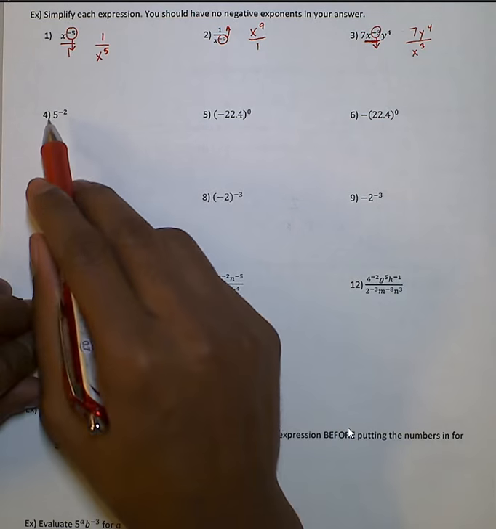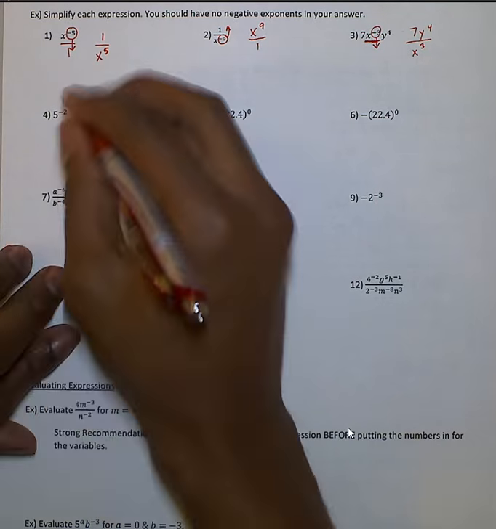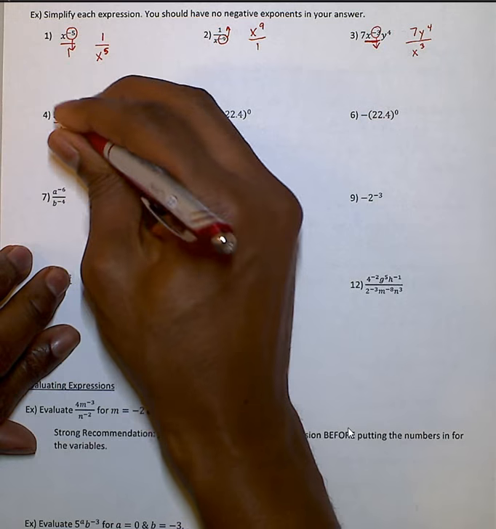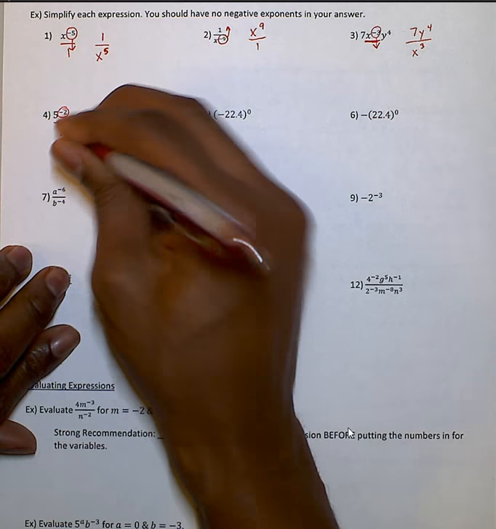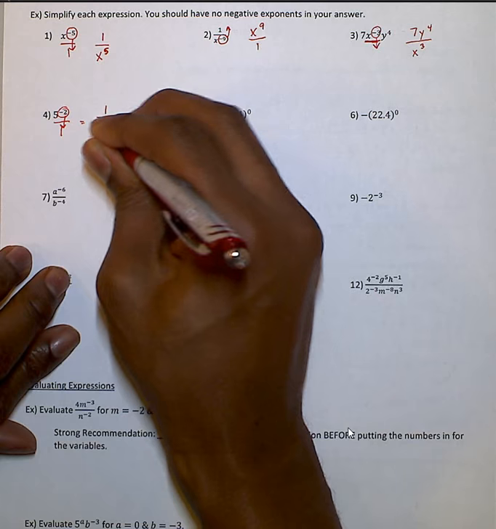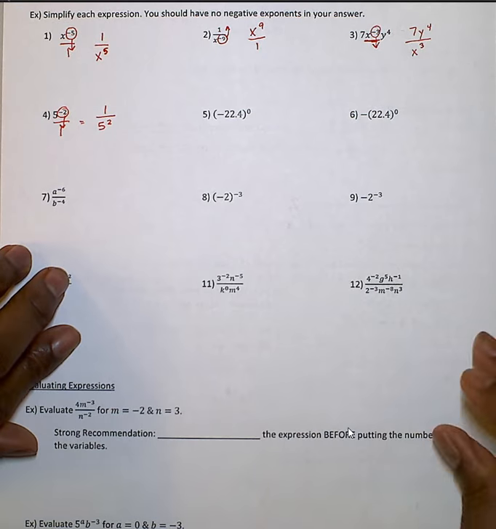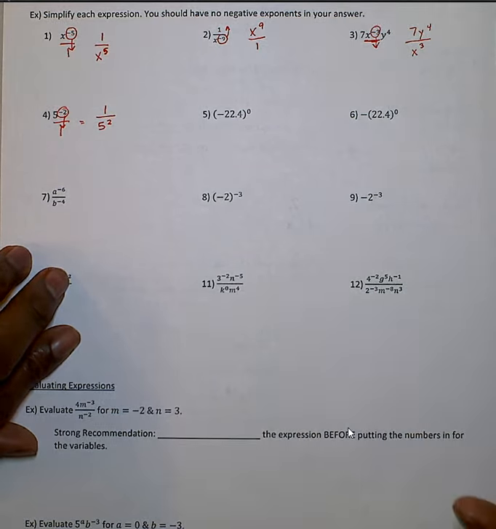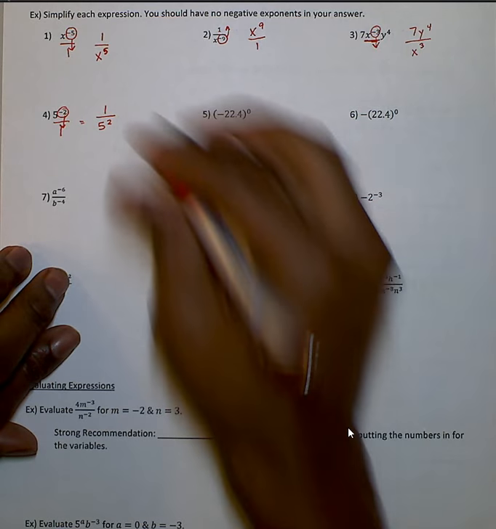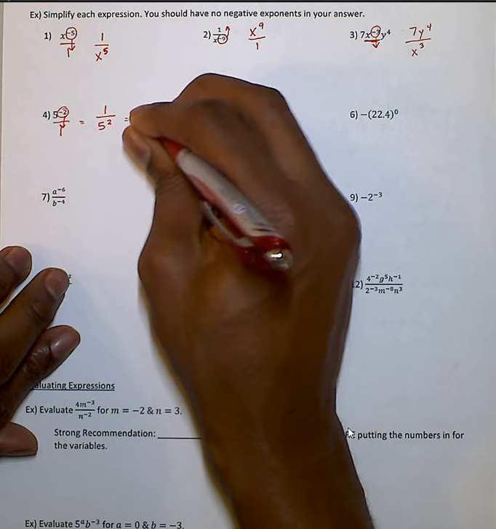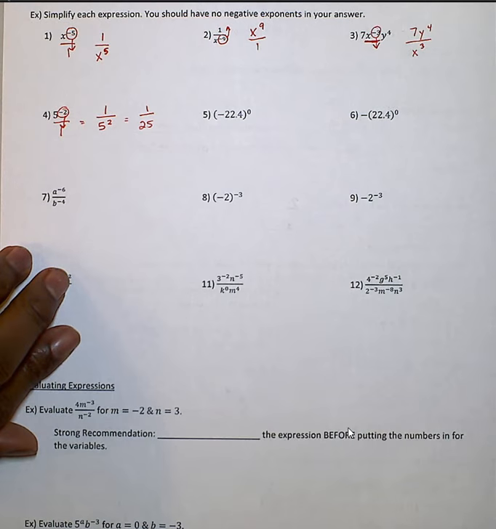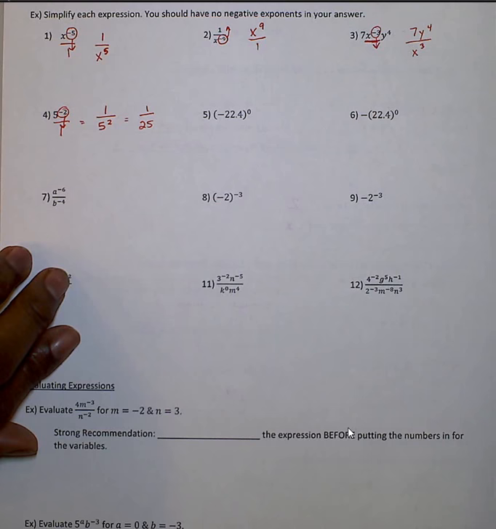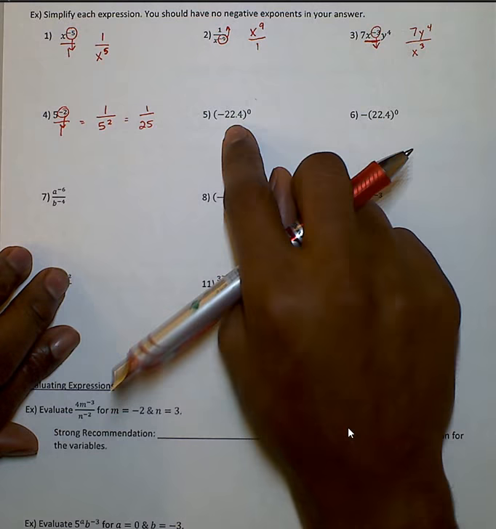For number 4, we have 5 to the negative second. Negative exponent, we need to move it. And so we have 1 over 5 squared. Now when we were just dealing with variables, we just kept it as they were. If we can simplify these, especially numbers that you're familiar with, feel free to simplify. 1 over 25. Number 5, negative 22.4 to the 0 power. Remember that anything to the 0 power is just 1.